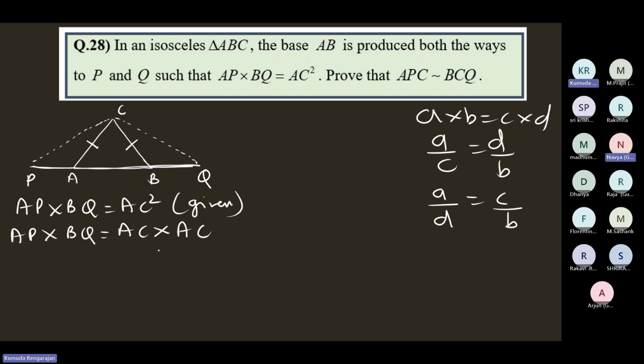Okay. So from this, we are going to make a proportion. So AP by AC, we have AC only on the other side. So AP by AC equals AC by BQ.